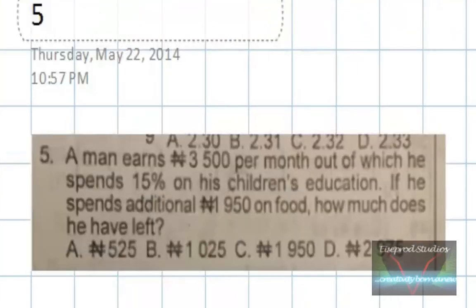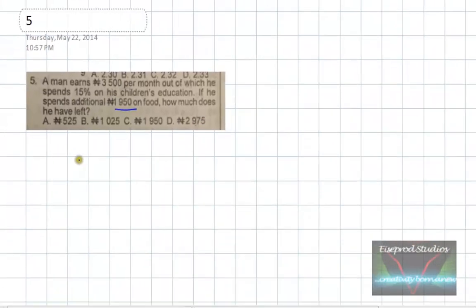Alright, so question 5 tells us about a man who earns this much per month, and then out of that he spends 15% on his children's education, and then he spends this much on food. So how much will he have left? So what we're going to do is first figure out how much he spends on his children's education. So this is 3,500. And he spends 15% of it on the education.